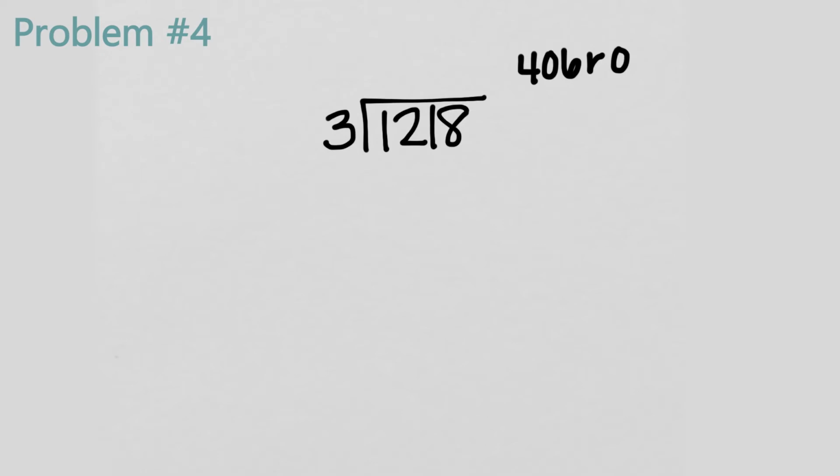Welcome back. How did you do? You should have gotten 406, remainder 0, or 406. Let's work this problem out together. How many times does 3 go into 1? 0 times. Now you can either look at it as a 12 now, or if you want, you can subtract 0 and then bring your 2 down. How many times does 3 go into 12? 4 times. 4 times 3 is 12.